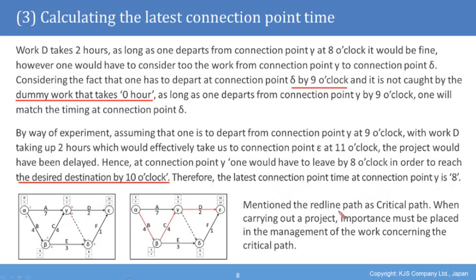You can see that in the red line, there is a path from start to finish, from alpha to epsilon. This is known as the critical path. When carrying out a project, enormous importance must be placed on management of the work concerning the critical path. The reason that it's called the critical path we will see in the next slide.